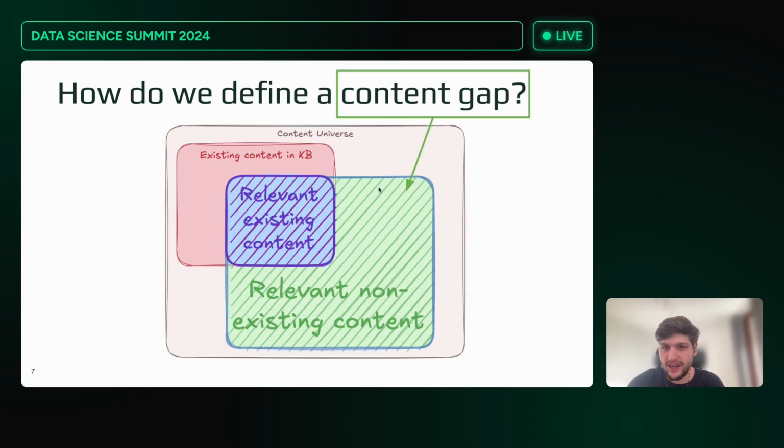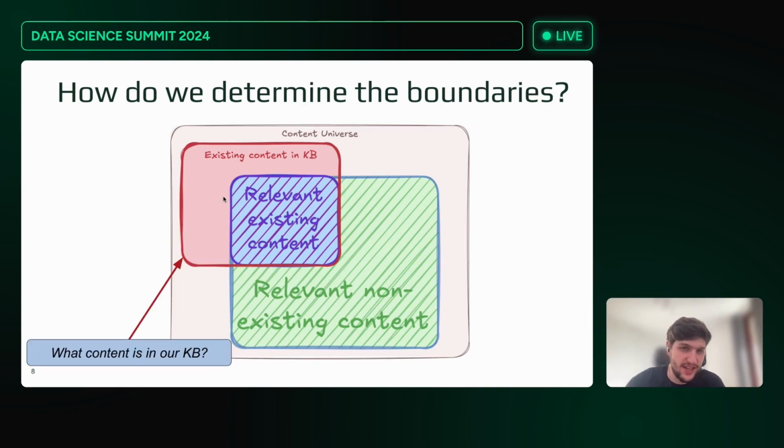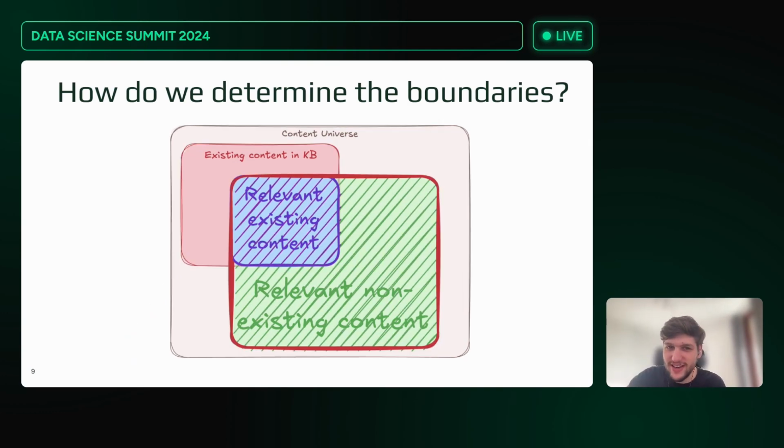So how can we find out what's in this green part here? This green part is basically the relevant content minus the existing content. And the existing content is very easy to define, right? You just ask yourself what content is in our knowledge base. For the relevant content, it's a bit trickier, especially for the relevant content that you don't have yet. How do you figure out what content is relevant, but you don't have it?